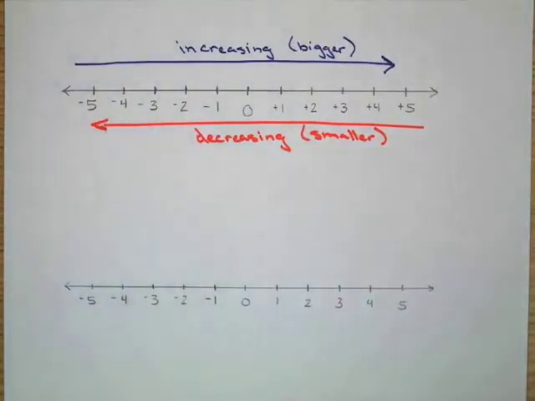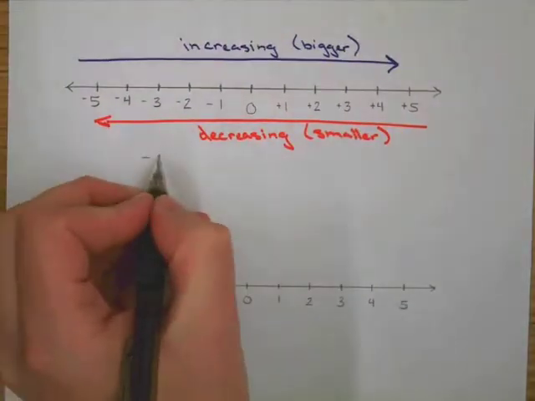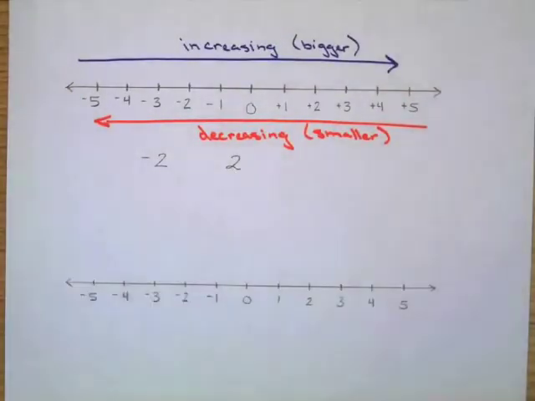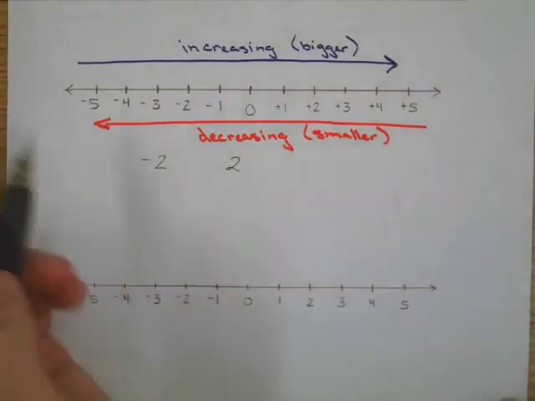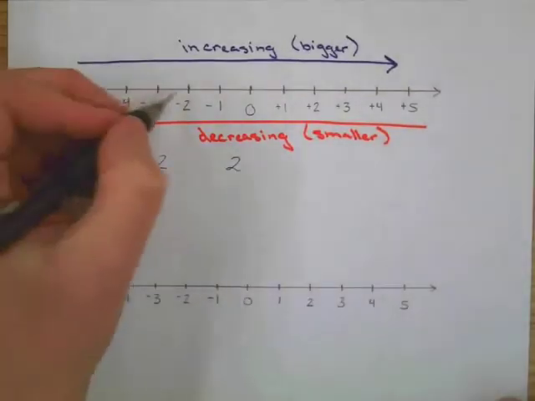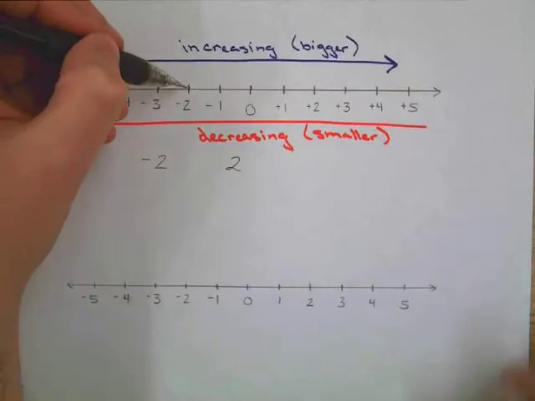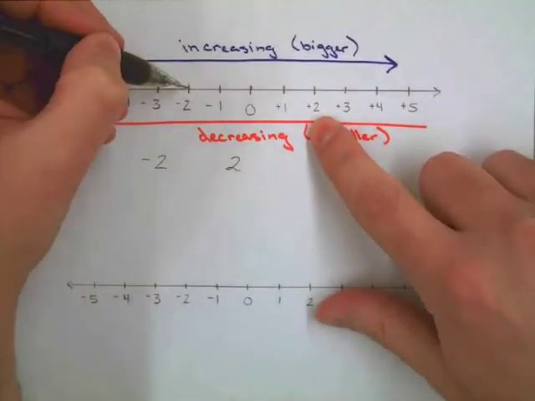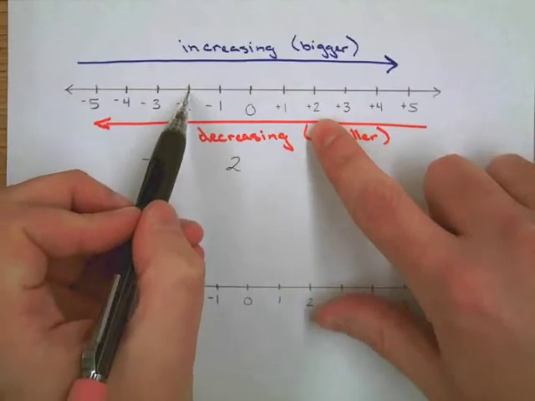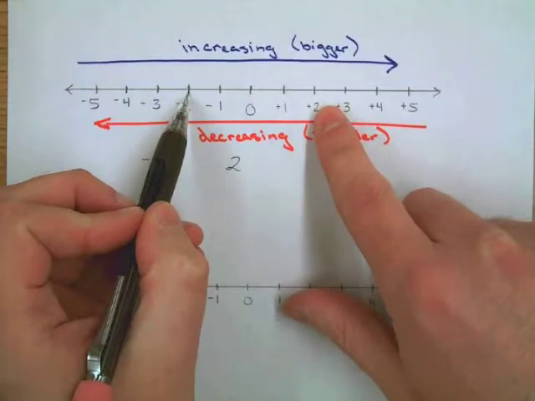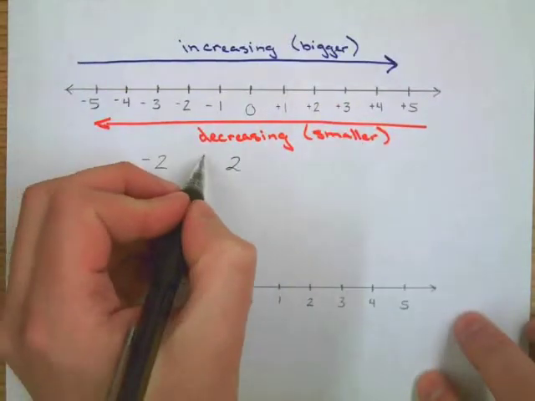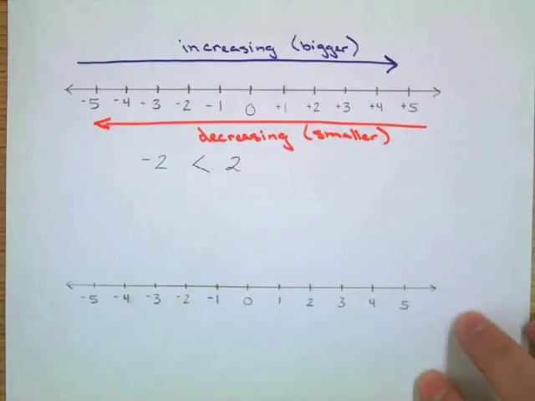So let's say we're comparing a couple of numbers. Let's say we're going to compare -2 and +2. Remember, when we're comparing numbers, we're either talking about whether they're greater than, less than, or equal to one another. So here we have -2 and +2. I'm going to find these on the number line. Here is -2, and here is +2. And -2 is further to the left on the number line than +2. So we would say that -2 is less than +2.